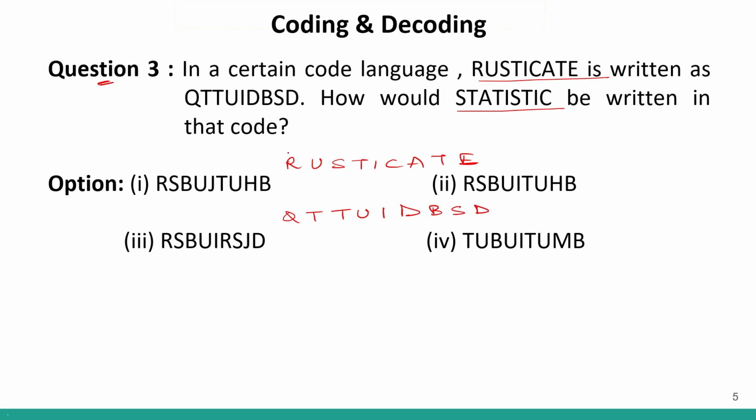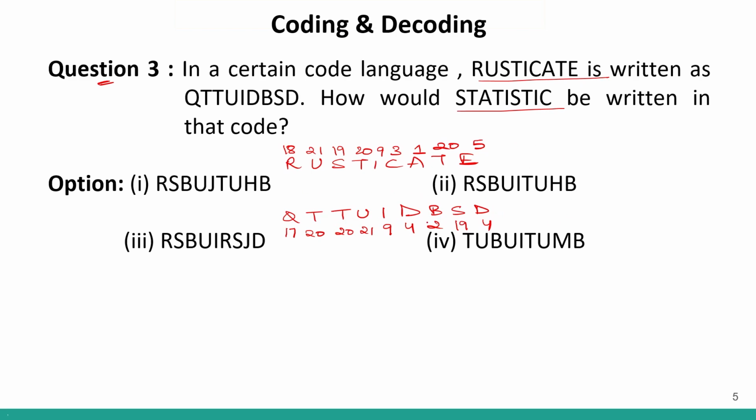Now if I put the forward ranks, this will be 18, this will be 21. This is 19, this is 20, I is 9, this is 3, this is 1, this is 20 and this is 5. If I put forward ranks below, Q will be 17, 20, 20, 21, I is 9, D is 4, 2, then S is 19 and D is 4. Okay, these are your forward codes.